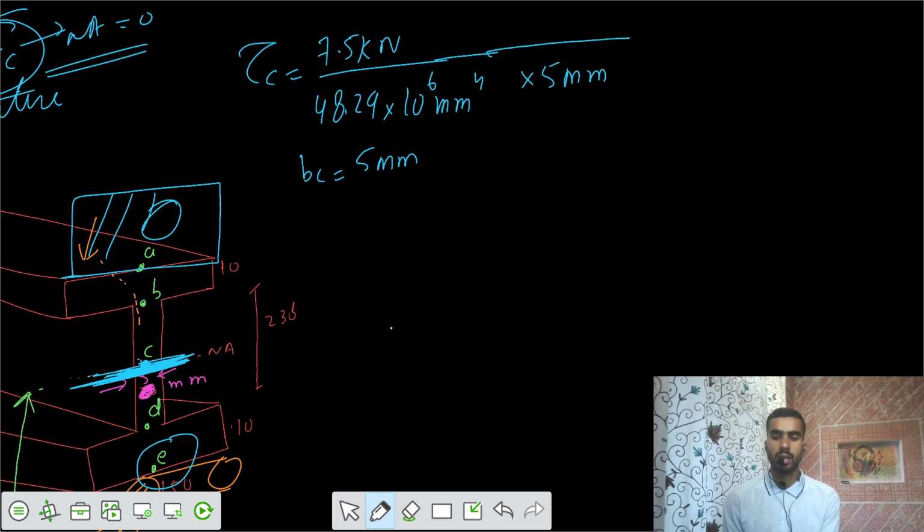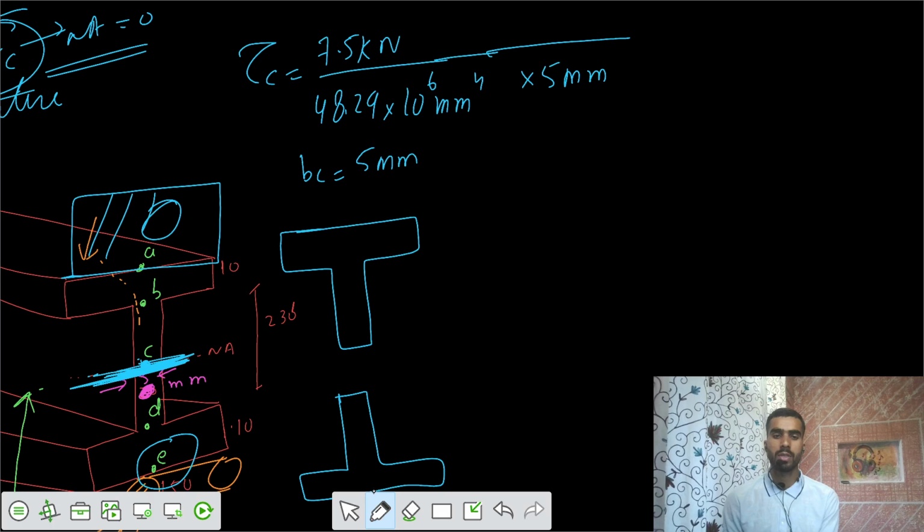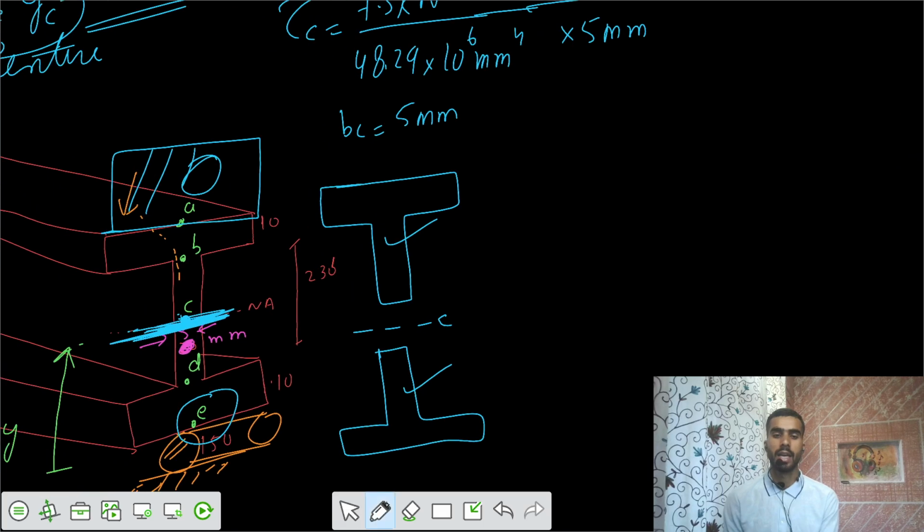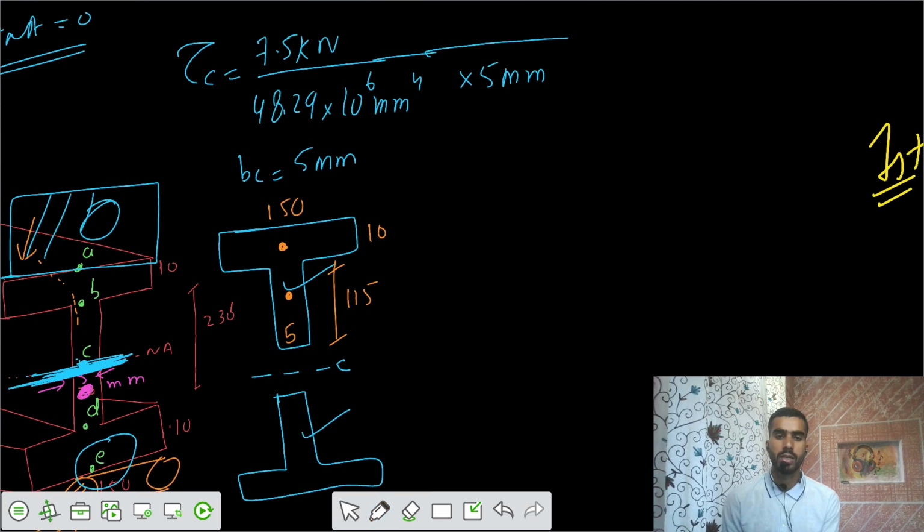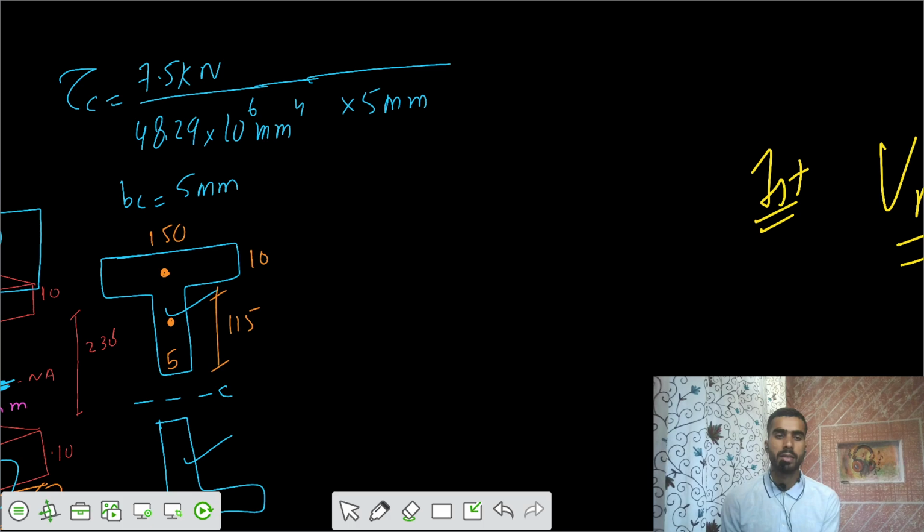Now what is the area? That first moment of area, you can take area above or you can take area below. You have two options. For the point C, because of symmetry, it's at the neutral axis. Both areas have the same meaning. You can take either of the two areas. So let's take the area above. So we have this width of 5, this depth of 10, total width of 150, and this part equals 115. So you can say its centroid is somewhere here and its centroid is somewhere here. So you need to take the moment of areas about the neutral axis.